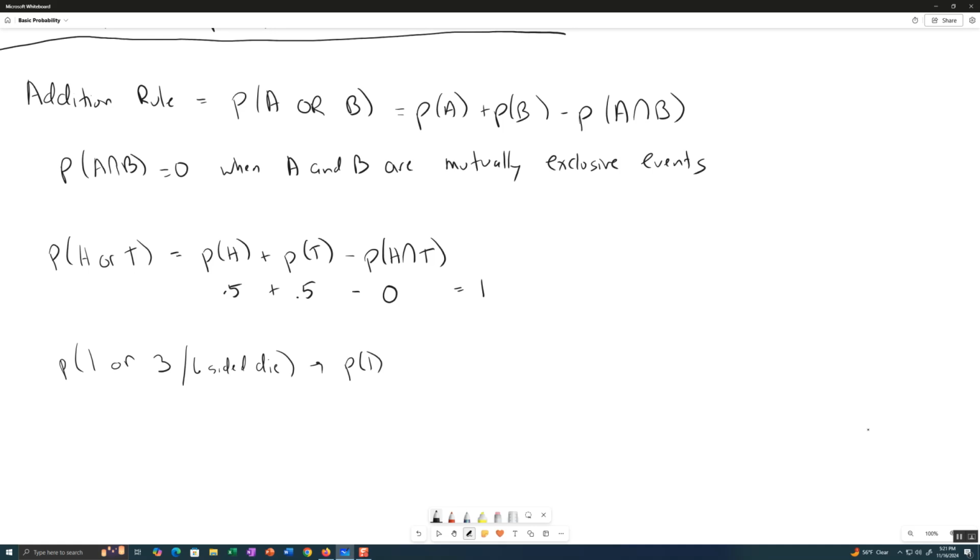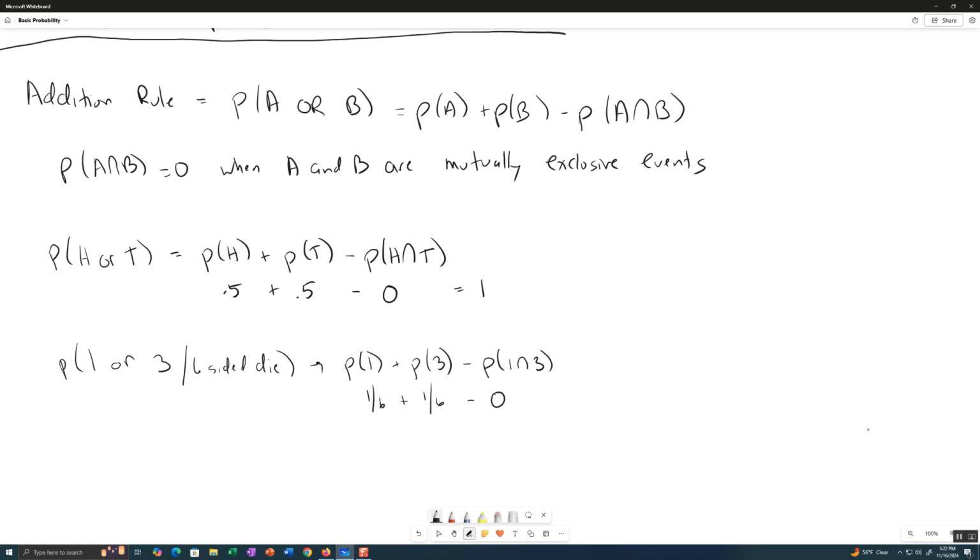Probability of 1 plus probability of 3, right, minus the probability of getting a 1 and a 3 on one roll. So the probability of getting a 1 is 1/6. The probability of getting a 3 is 1/6. The probability of getting a 1 and a 3 on one roll of a 6-sided die is 0.